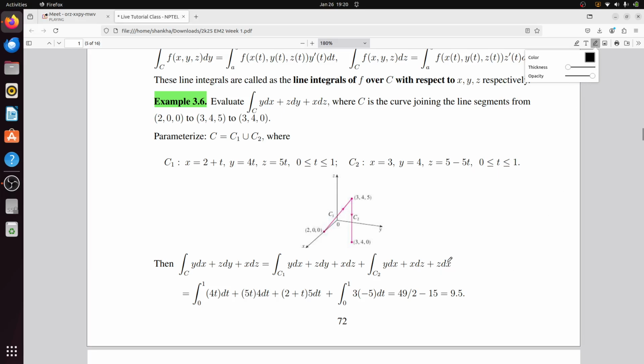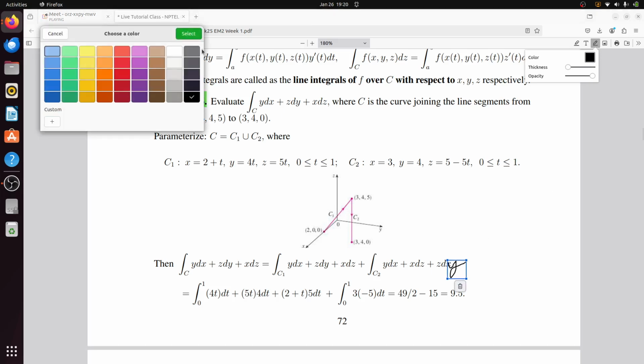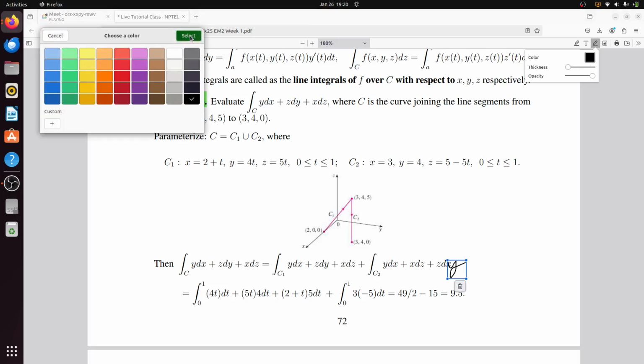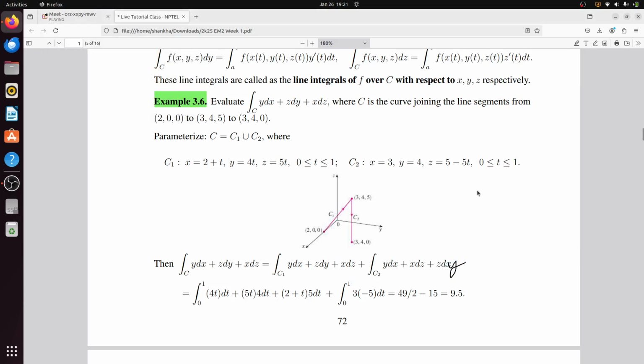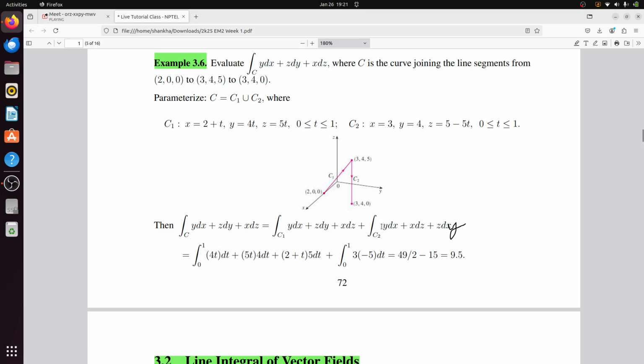That will be actually z dy, right? Next you have your dx, and this z dy term will vanish because your x and y coordinates are fixed. Let z equal to x dz, x will be 3 and dz will be minus 5 dt. Your t is varying from 0 to 1. If you just do some integration and adding, you will get ultimately 19 by 2.